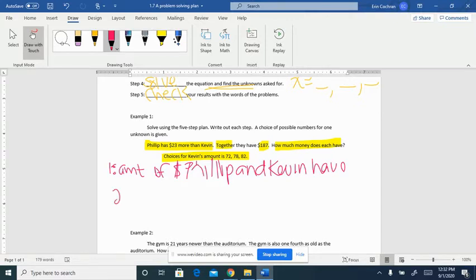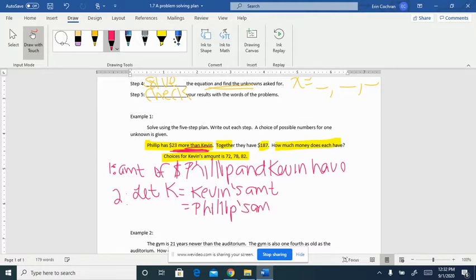Step 2, choose a variable. Let's think about this for a second. Philip has $23 more than Kevin. Well, do we know how much Kevin has? No, we don't. So we're going to say K equals Kevin's amount. If K represents Kevin's amount, can we find the amount Philip has? Yes, because Philip has 23 more than Kevin. If Kevin has K, 23 more than that would be K plus 23.